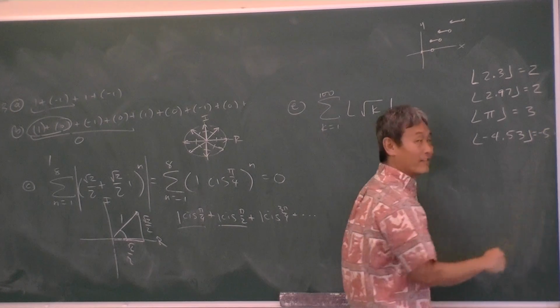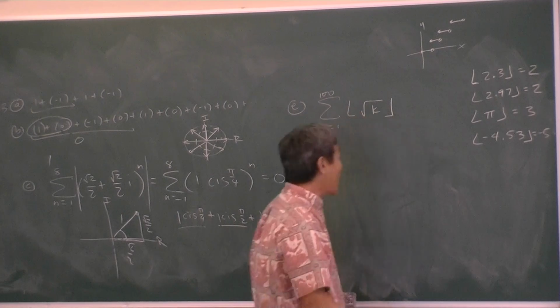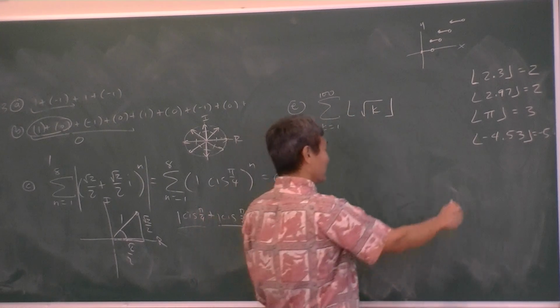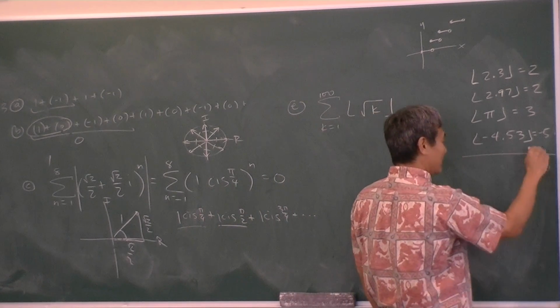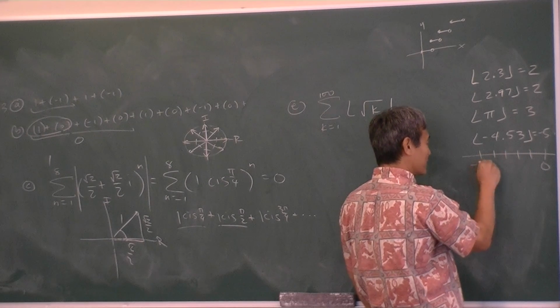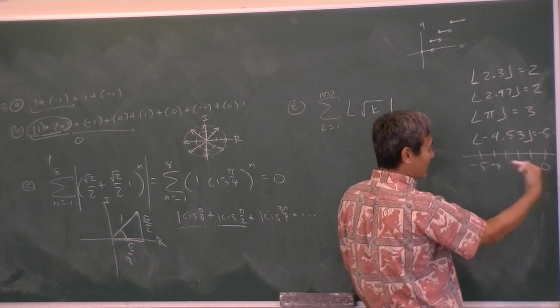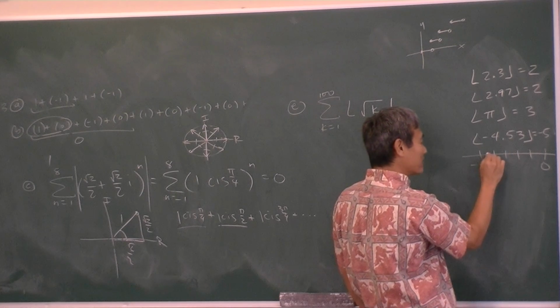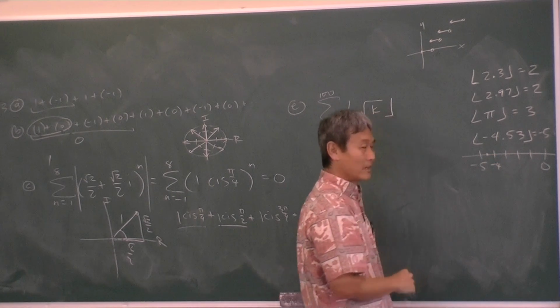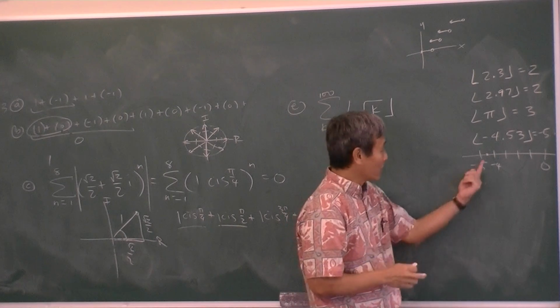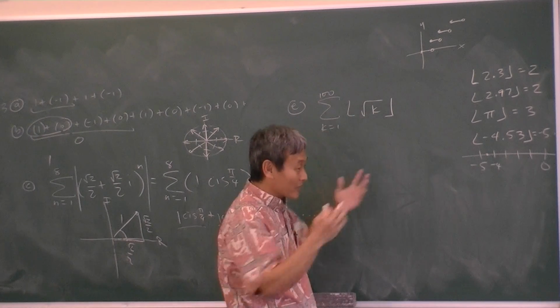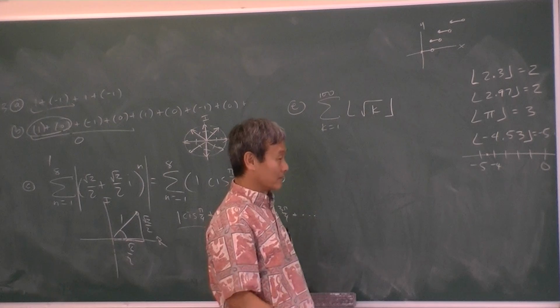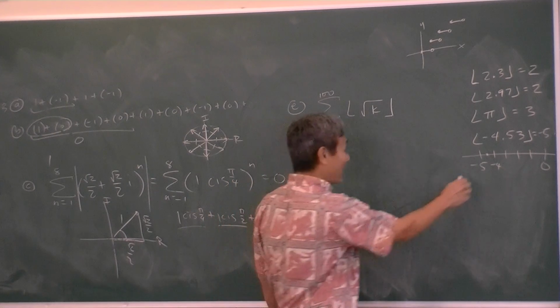Negative 5? Okay, let's look at a number line. 1, 2, 3, 4, 5. Remember on a number line, the negative numbers go this way, right? Negative 4.53 would be right about there, yeah? What is the biggest integer that's less than or equal to it? Like, to the left of it. Negative 5, that's right.